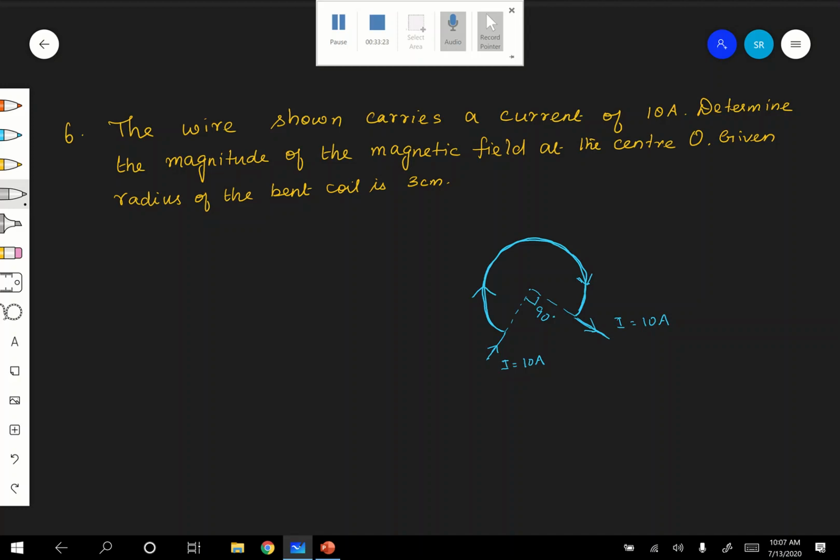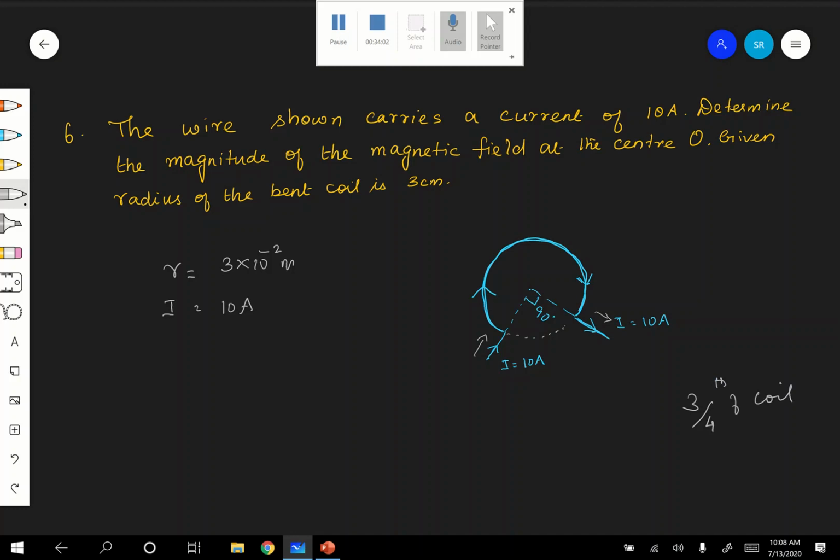Okay, so now you find what is your R. It is given as 3 centimeter, therefore 3 into 10 power minus 2 meter, and I is equal to 10 amps. And this angle, you see, it is not a full circular coil. The current enters like this and comes out like this, and this portion of the coil is missing, very very important. Therefore it is 90 degrees, so only 3/4 of the coil is there.